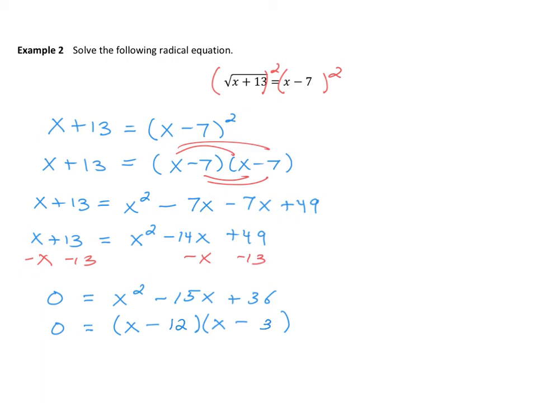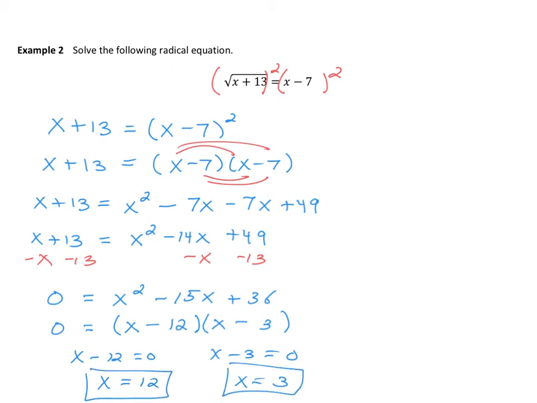I'll set both factors equal to 0. I know if I add 12 and 3, these equations become x is equal to positive 12 and x is equal to positive 3. Now, are those both solutions to the original equation? Again, that original equation was the square root of x plus 13 equals x minus 7. It's possible that both could work, or maybe neither work, or only one works. Let's check 3.